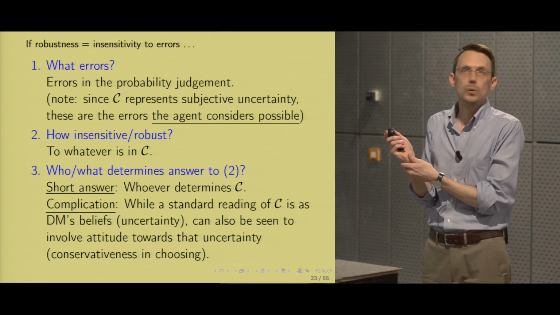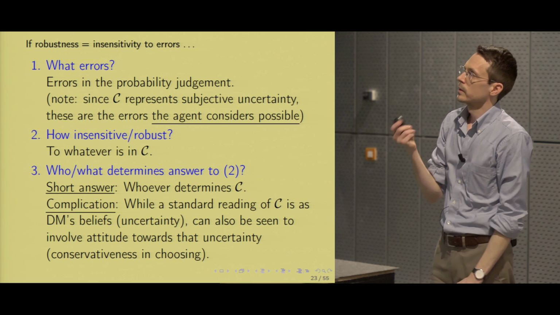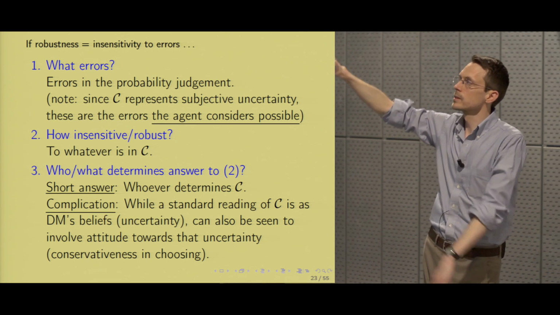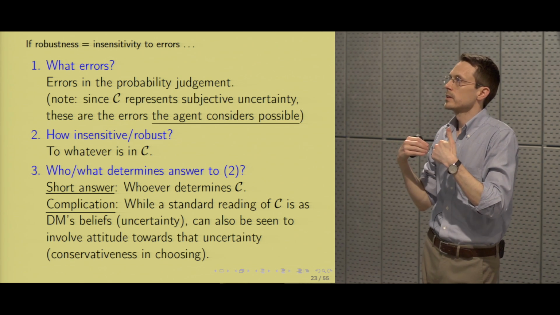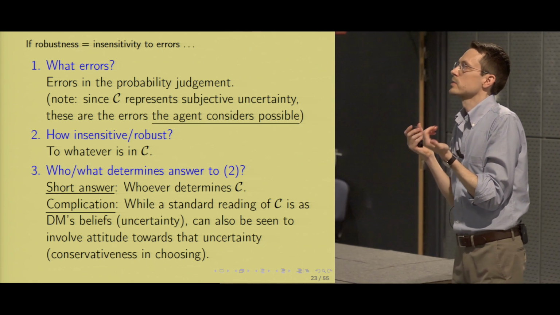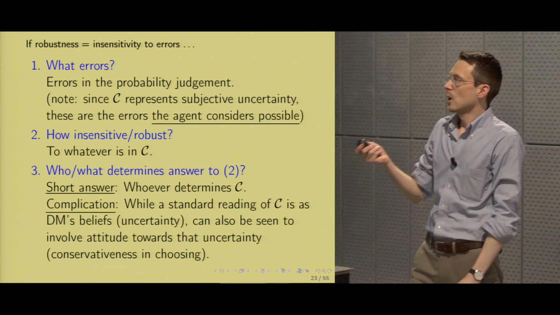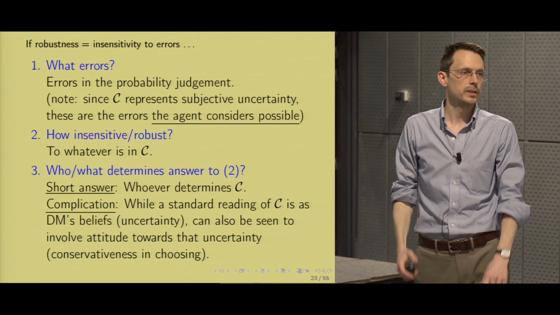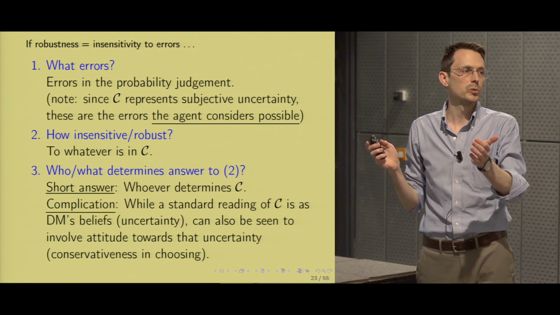So here are my questions. If robustness is insensitivity to errors, what errors? Errors in probability judgments. And just a side note: since that set represents some agent's beliefs, the probability judgments it's robust over are the errors that the agent considers to be possible. How insensitive or robust? Well, whatever's in C, basically. It's across that set, looking across the PDFs, the functions in that set, looking at the worst case.